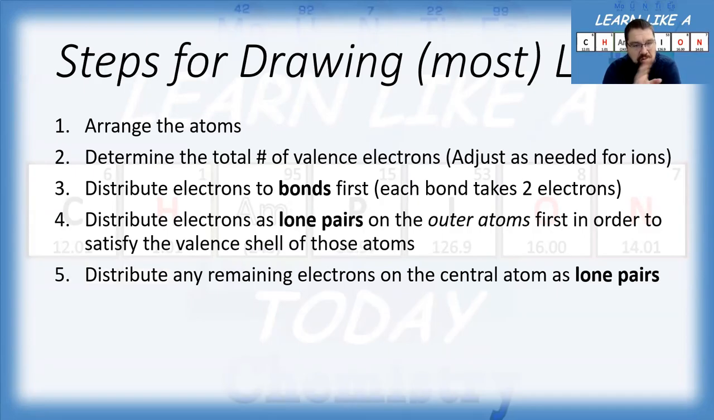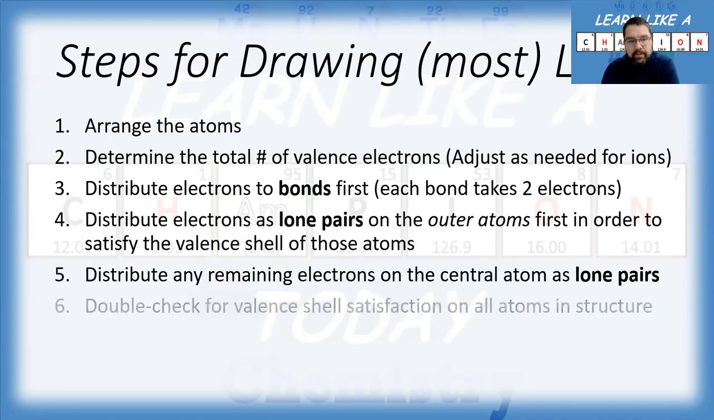And then if after doing all that you still have any remaining electrons, you stick them on the central atom as lone pairs. Sometimes you have to get a little creative with how you put them in, but you should put them in paired up. Don't put one on each side, put them together, paired up.